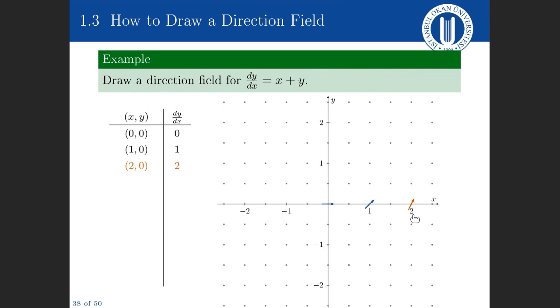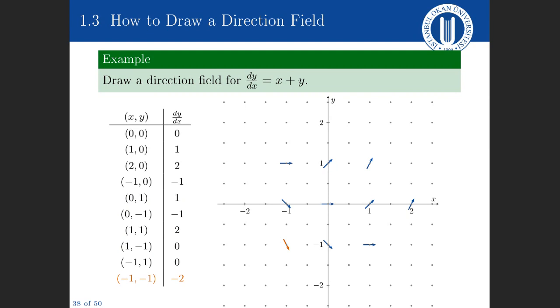At the point (2, 0), the slope is 2. We have an arrow which points upwards with slope 2. At the point (-1, 0), dy/dx is equal to -1, so we have an arrow which points downwards with slope -1, and so on. At the point (0, 1), at the point (-1, ...), at the point (1, 1), the slope is equal to 2, and so on.